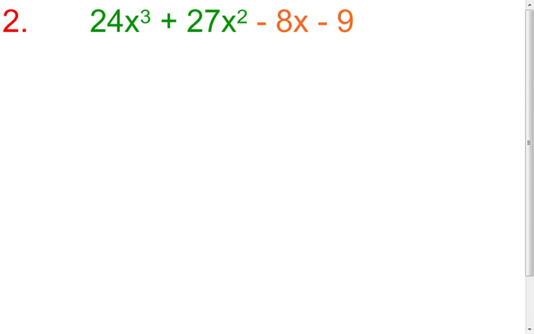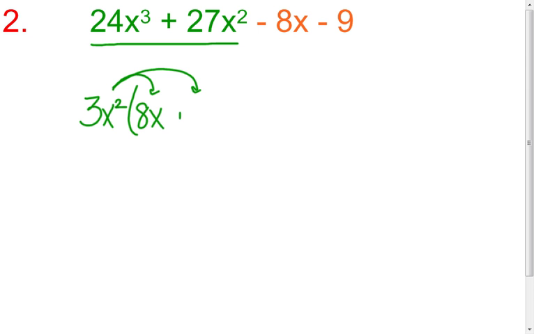Okay, very similarly here. Again, you're going to look at what you can pull out in the green. 24 and 27 are both divisible by 3. So I can pull that out. And then both terms have at least an x squared to them. Alright, so 3x squared times 8x would give me 24x cubed. 3x squared times 9 would give me 27x squared.